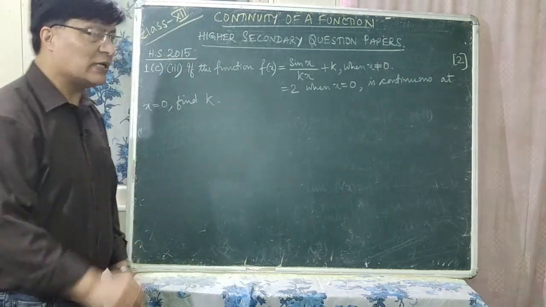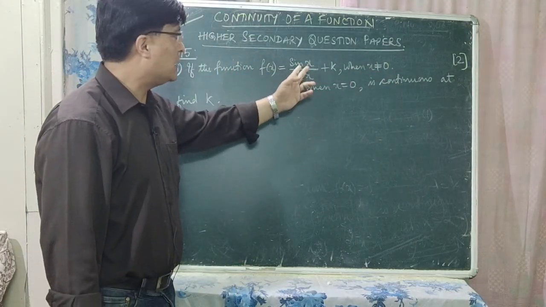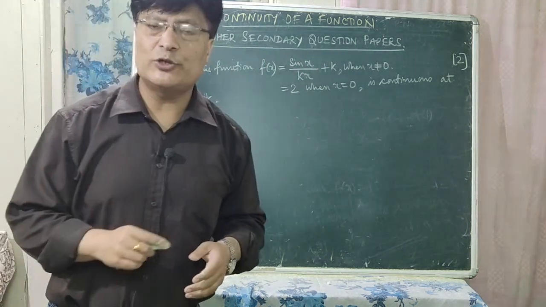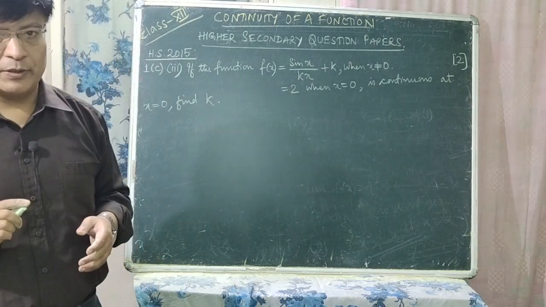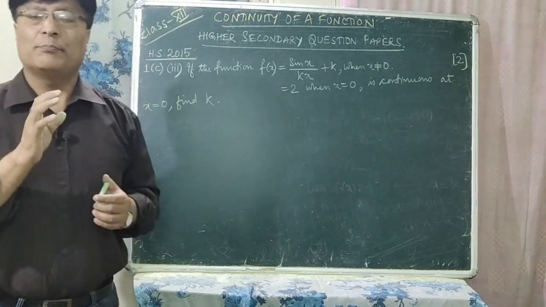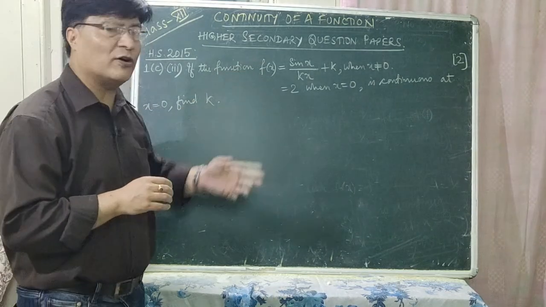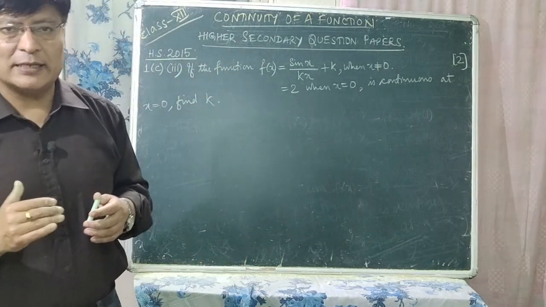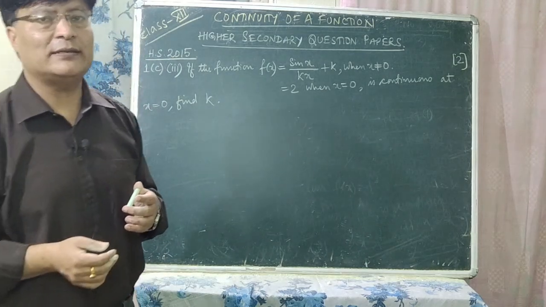Okay. So what is given here? When x not equal to 0, what is the value for f of x? It is sin x divided by kx plus k. So you know that x not equal to 0 means either x is greater than 0 or x less than 0. So here also no need of getting the separate right hand limit and left hand limit, because for both x greater than 0 and x less than 0 we are using the same function f of x. So if you find out the separate right hand limit and left hand limit, obviously you will get the same value for right hand limit as well as left hand limit.